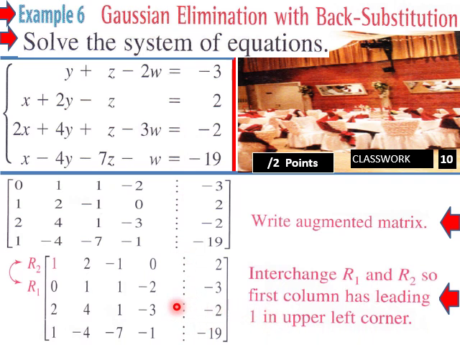Okay, we're going to interchange row 1 and row 2. So when we do that, this goes up here, and then this goes down here. So now we have a leading 1 here, which is handy. So we can solve probably everything below it from our fact that we have a leading 1.